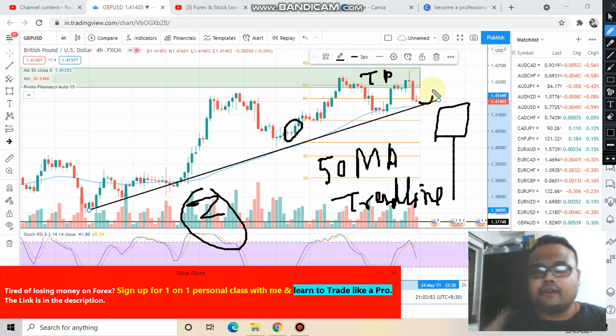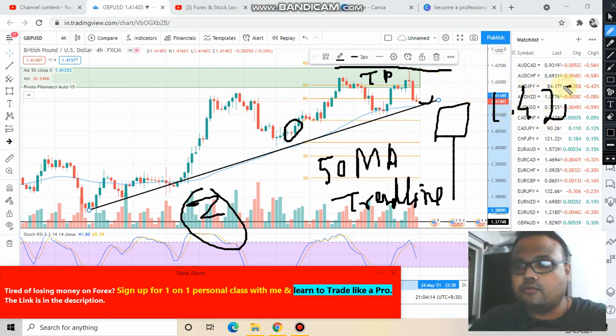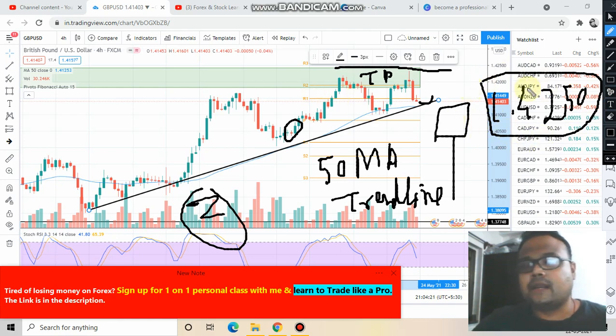Once you are in profit, well and good. Once price enters the resistance zone, you can come out. And you'll have to wait for the market to cross this particular level, at least 1.4250. This is our ultimate target, because the market has got resistance, and has been trying to cross this resistance for a long period of time, and is failing to do so.